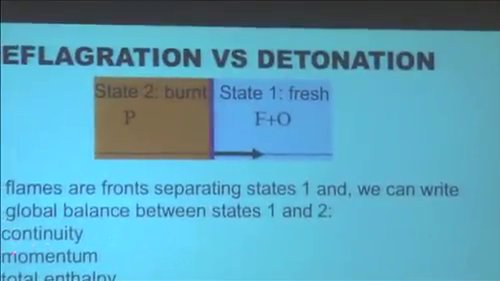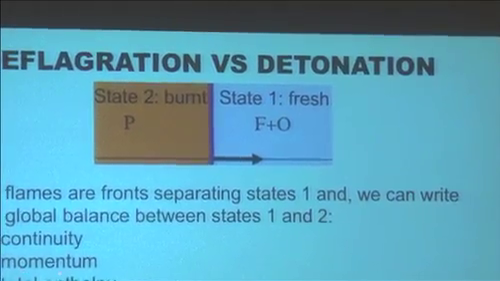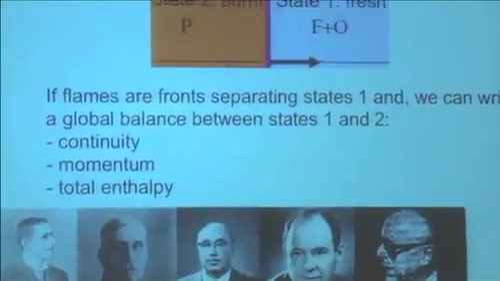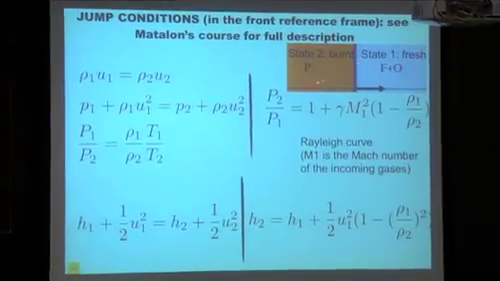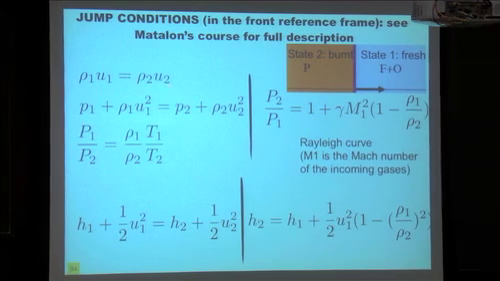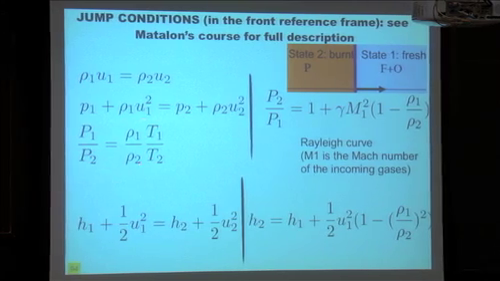So before you go into the analysis of the structure of the flame front, you can write conservation equations between the left side and the right side. That's a classical exercise. Many of you probably have done it before. I will just remind you how this works. You will write the continuity equation, the momentum equation, and the total enthalpy equation. And you will write conservation between state 1 on this side and state 2 on that side. So you write that the mass flux is conserved, the momentum, of course you have the state equation.